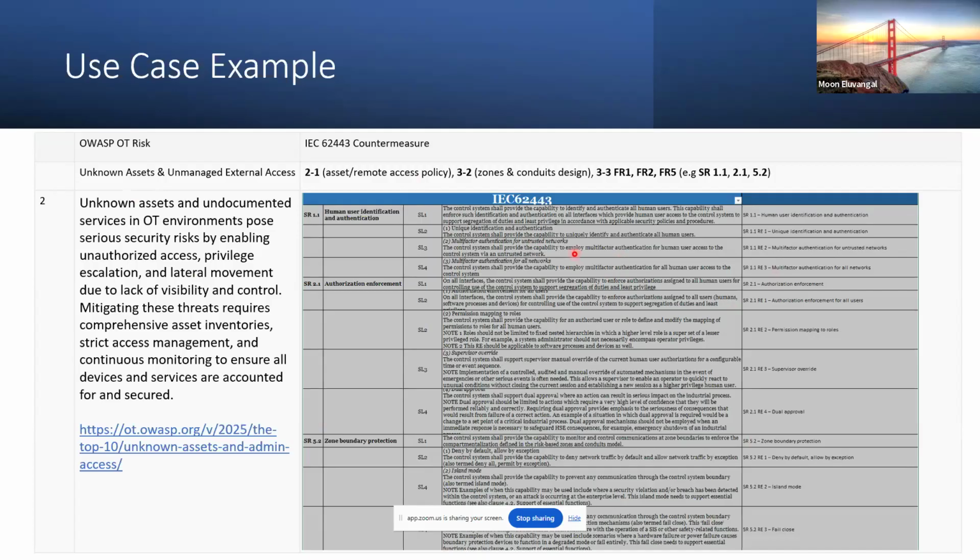So this is for somebody at the C level who thinks that OWASP top 10 can be used as a starting point to reduce the risk in their OT world, right?